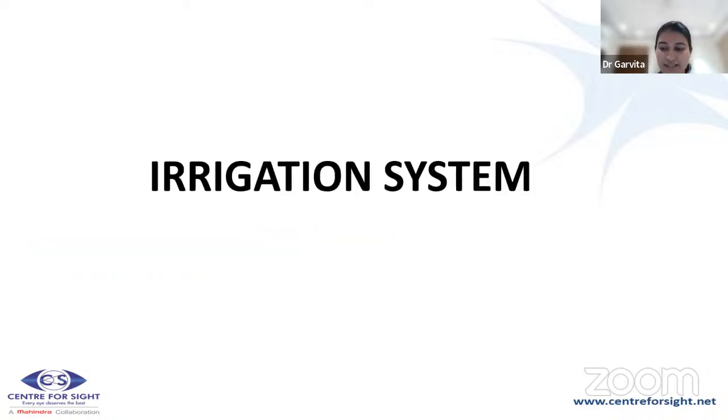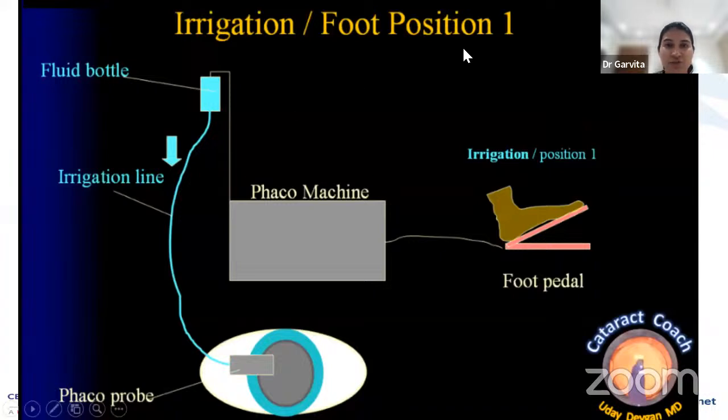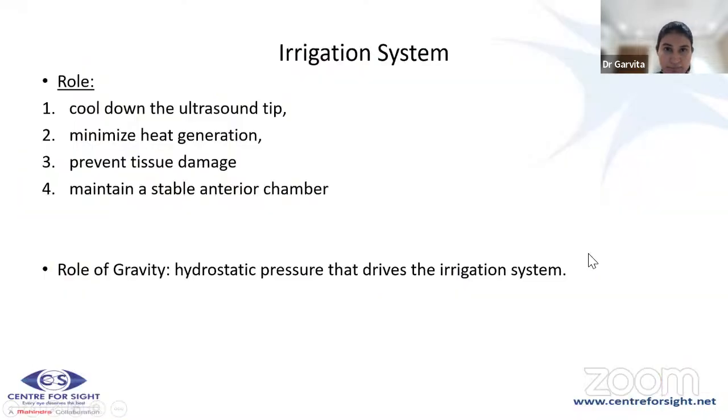We'll now come to the irrigation system. So irrigation is your foot pedal 1 position. Irrigation comes from the fluid bottle that is at a height. The irrigation line supplies it via the phaco probe into the anterior chamber. This is foot pedal 1 position. What is the role of the irrigation system? The irrigation system cools down the ultrasound tip. It minimizes heat generation. It prevents tissue damage and it maintains a stable anterior chamber. The role of gravity here is that the hydrostatic pressure is driven by gravity and that drives the irrigation system.